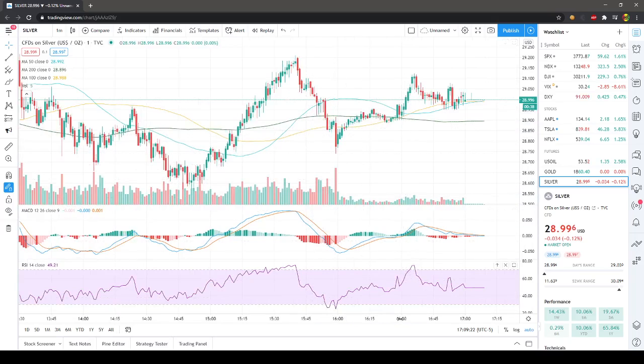And then for this, now this is where it kind of gets confusing, because there's a lot of people who use a lot of different things for the RSI.